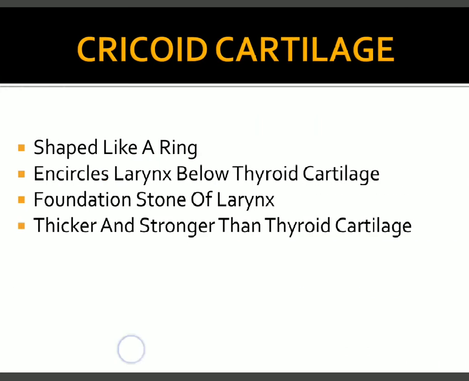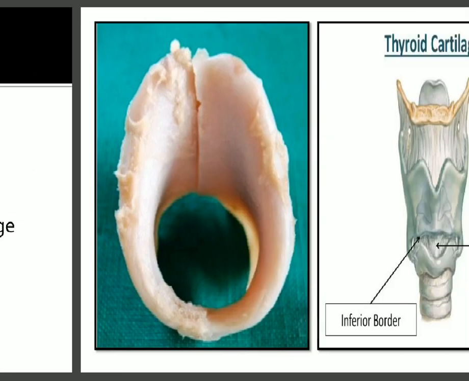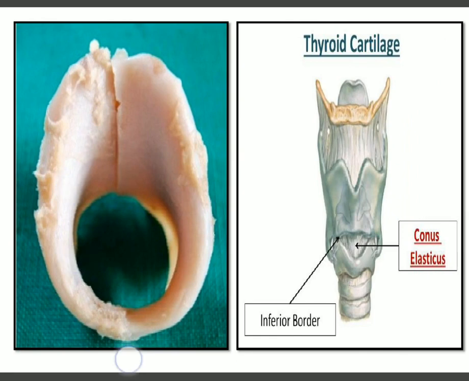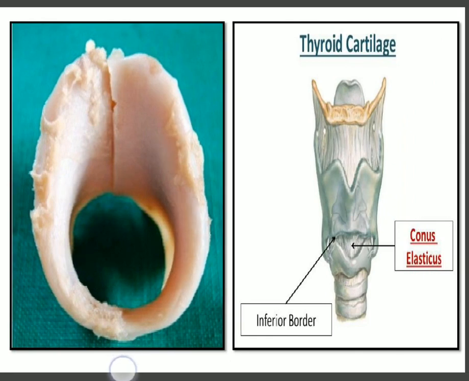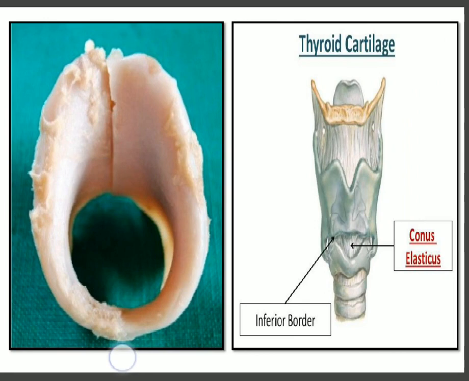Next is the cricoid cartilage. It is a ring-shaped cartilage, encircles the larynx below the thyroid cartilage. Foundation stone of the larynx, thicker and stronger than the thyroid cartilage. So this is the ring-shaped cartilage that encircles the larynx. Also in this figure, this is thyroid, this is cricoid.